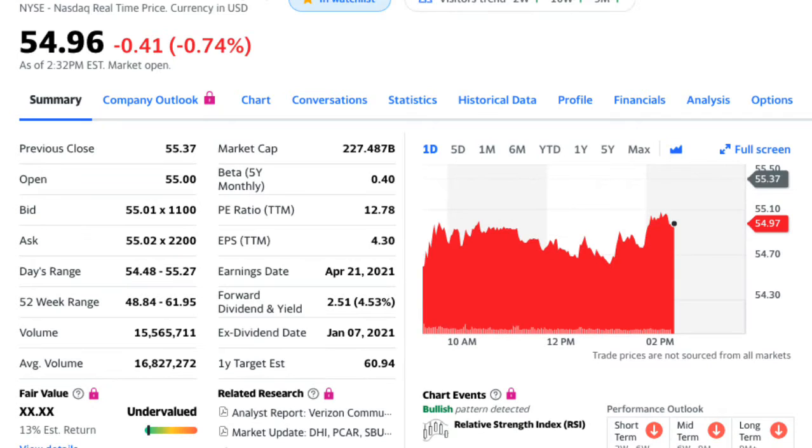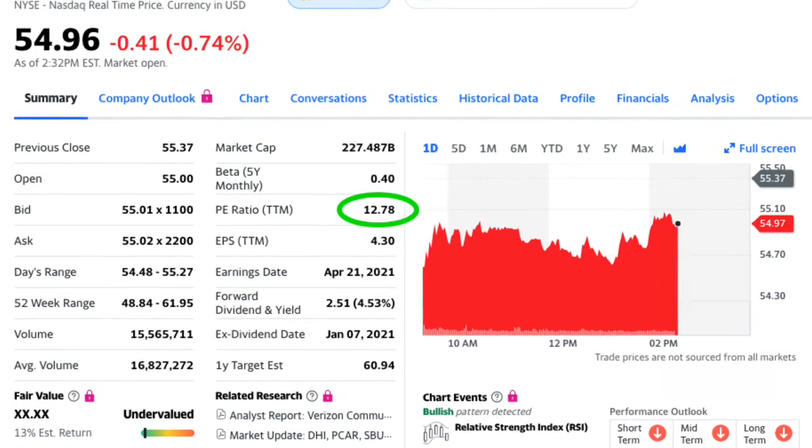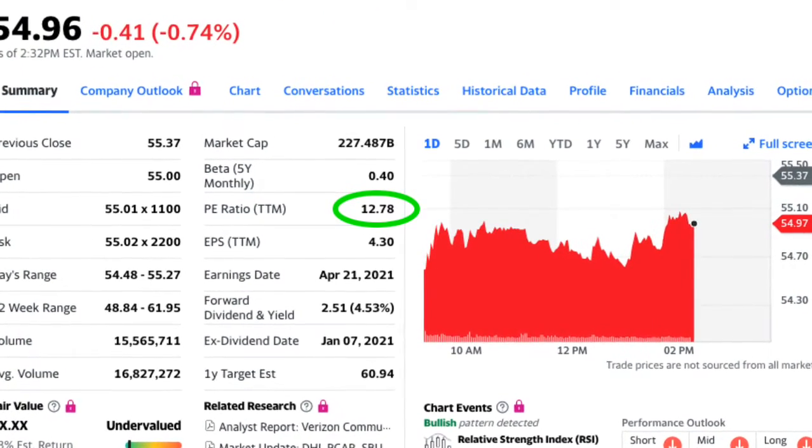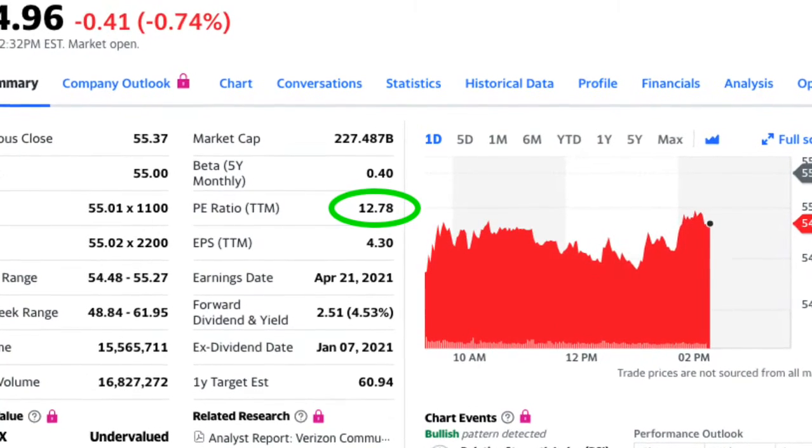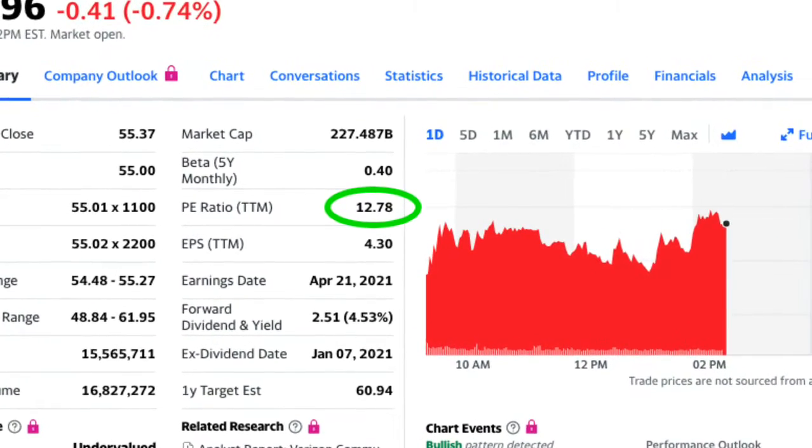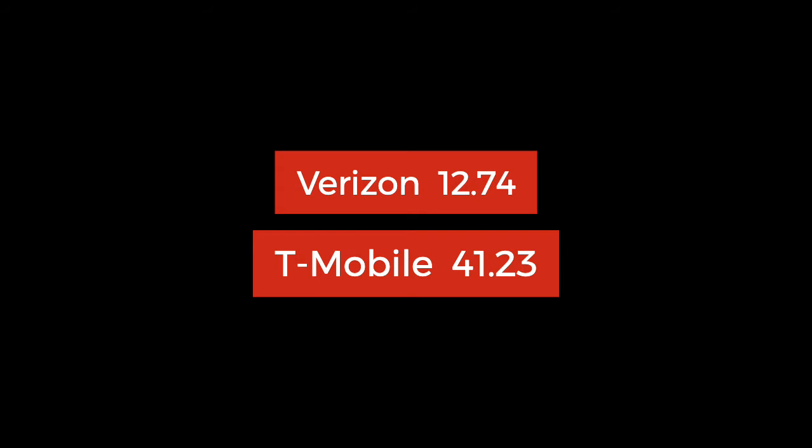So, for example, if the current price is $54.96, and its EPS, or earnings per share, is $4.30. When we divide 54.96 by 4.3, we get roughly 12.78. This is our P/E ratio. The lower that ratio is, the cheaper the stock is said to be.